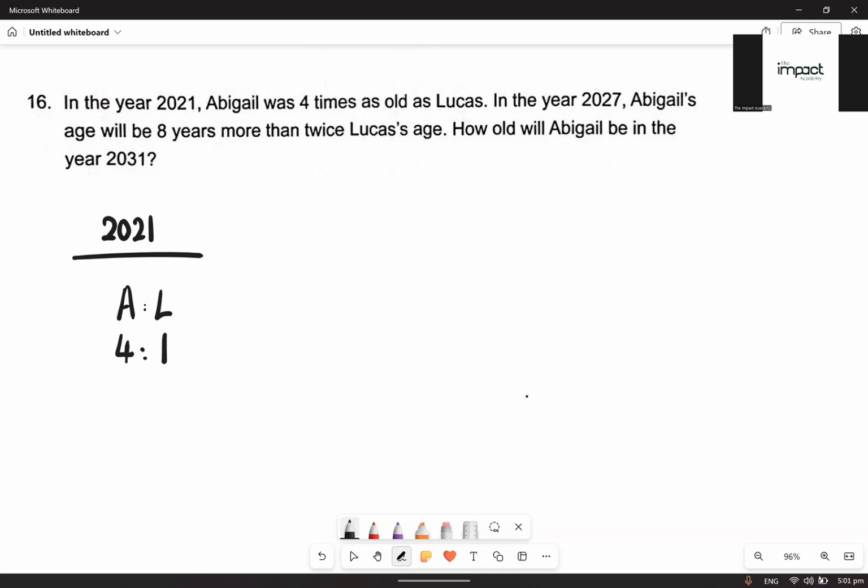Now, when you're done with this part, you want to move on to the next part. It says that in the year 2027, Abigail's age will be 8 years more than twice of Lucas' age. What is the meaning of 8 years more than twice of Lucas' age? From 2021 to 2027 will be how many years? That's plus 6 years.